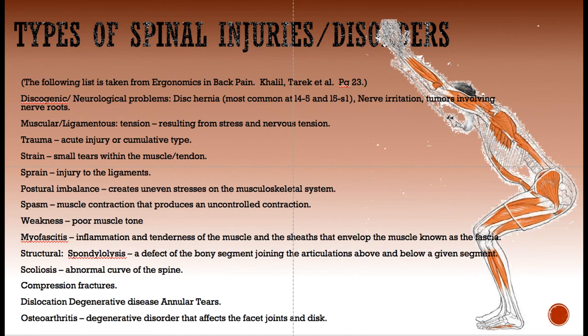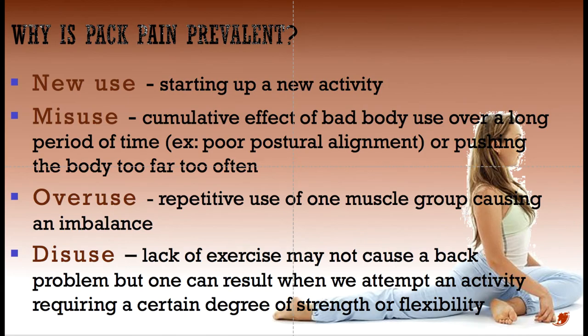Then there are disorders such as spondylolisthesis, which is when your L5 vertebrae slips forward on your S1 vertebrae. So many different things can happen in the back to cause disorders. So why is back pain so prevalent?